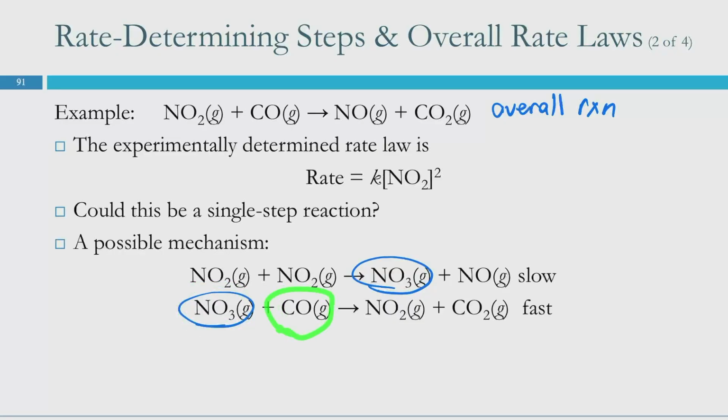So the concentration of our carbon monoxide here is not holding up any of the traffic. Basically, as long as there's a reasonable amount of carbon monoxide, as soon as this NO3 gets produced, it's going to immediately get used up. And so what's holding up the traffic here is the production of this NO3. And since that's our slow step, the overall rate depends on the rate law for that elementary step.